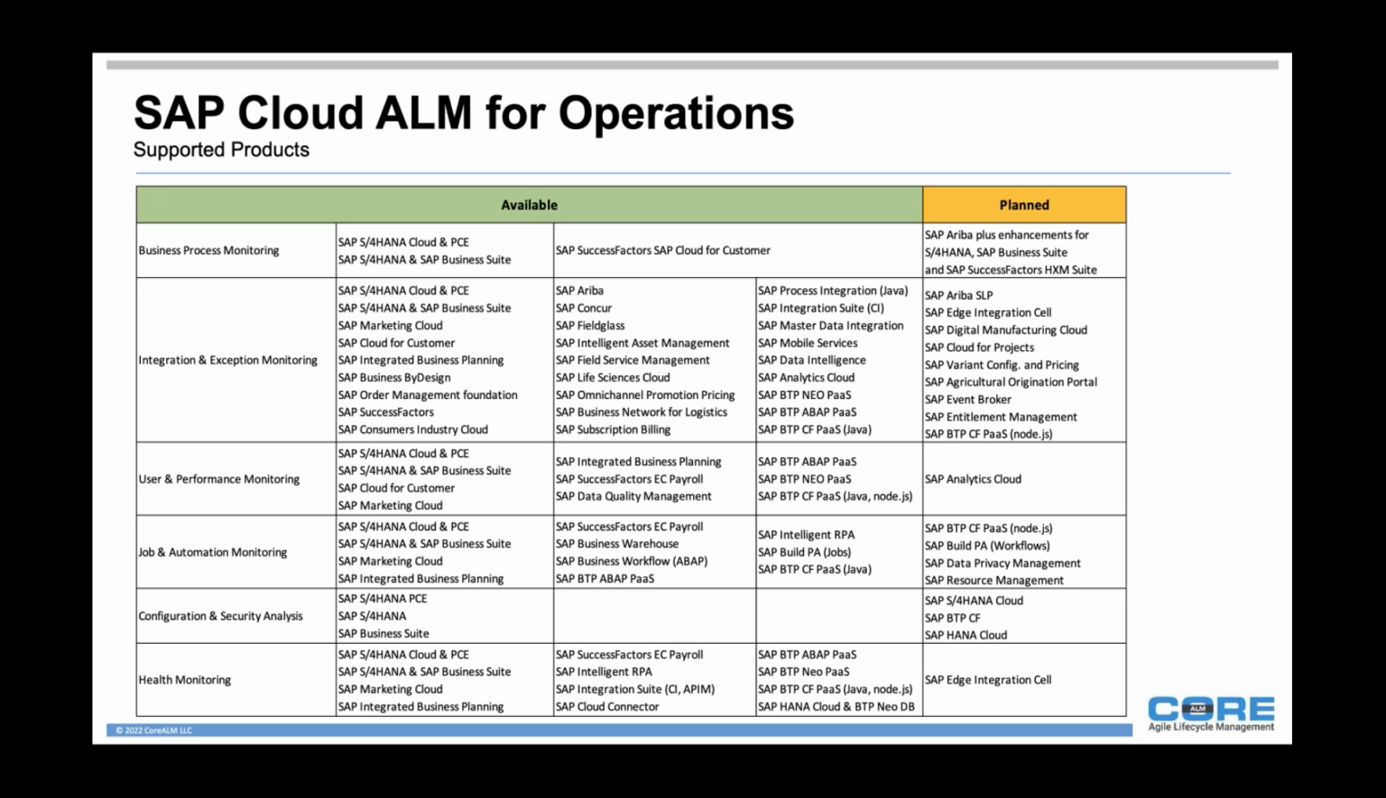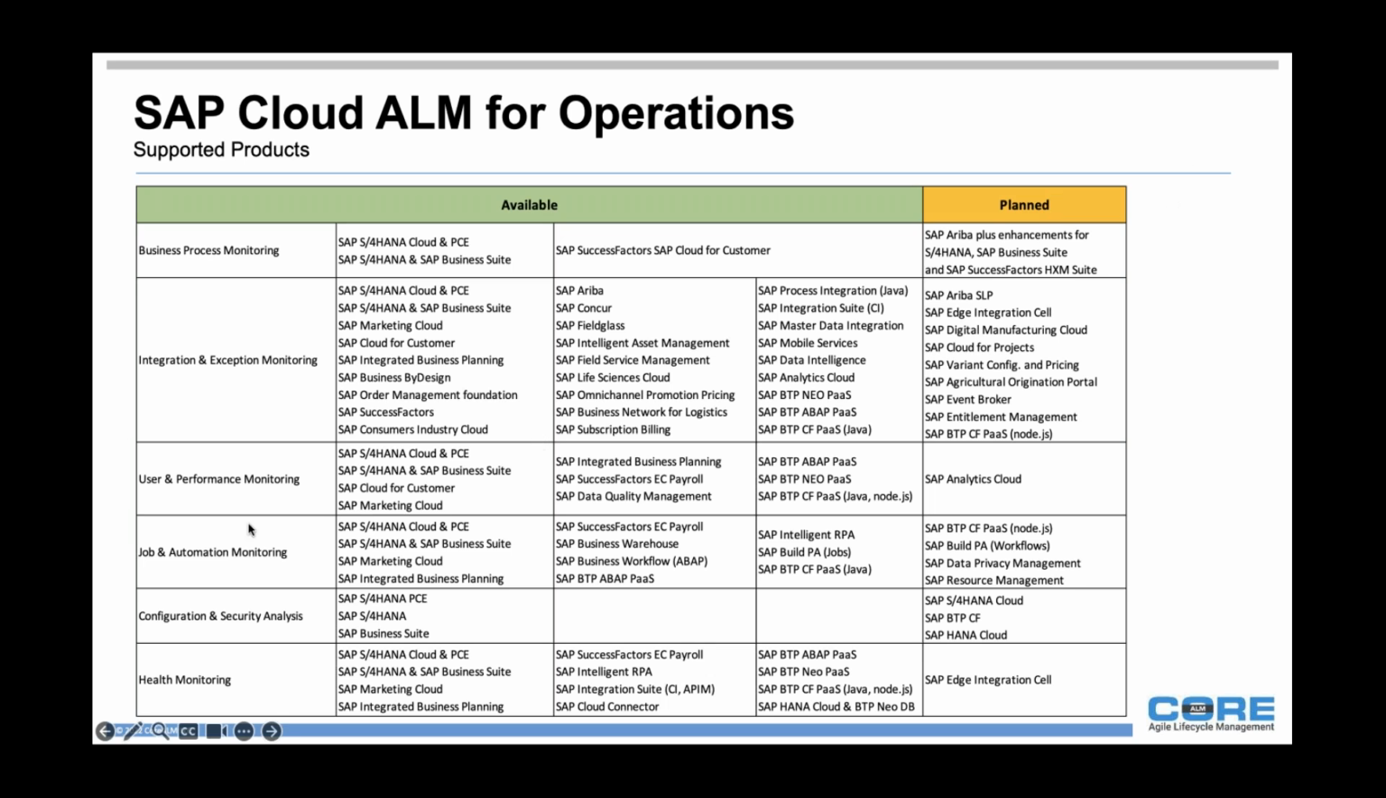And then the planned ones are the supplier lifecycle management module in Ariba that is being planned. Then you have Edge Integration Cell, DMC, Cloud for Projects. That's your PPM module on cloud. So that's being planned. Event Broker, and then BTP Cloud Foundry, that is Node.js applications if you have them on Cloud Foundry. So that is also being planned.